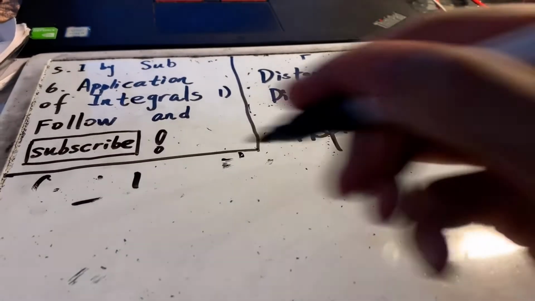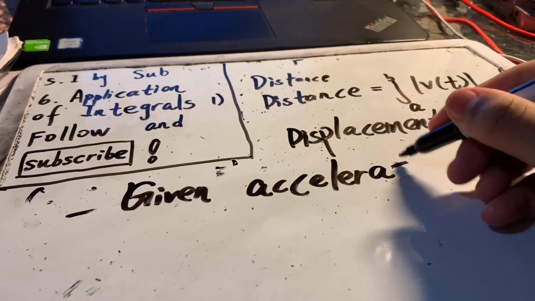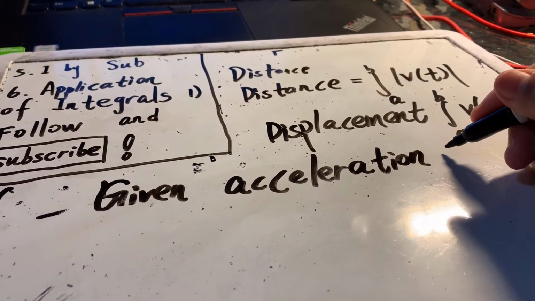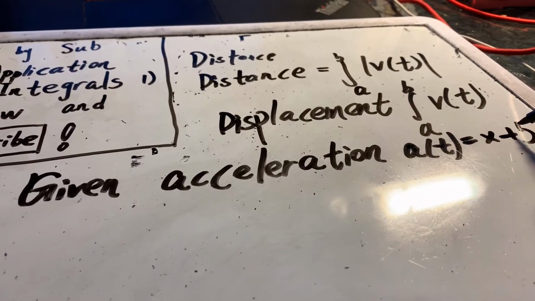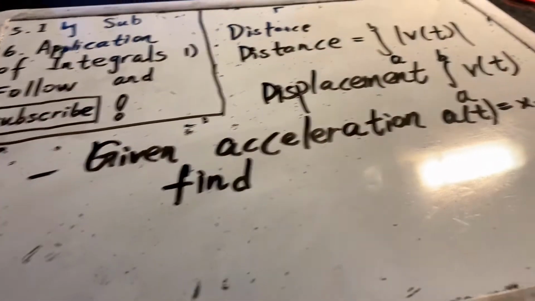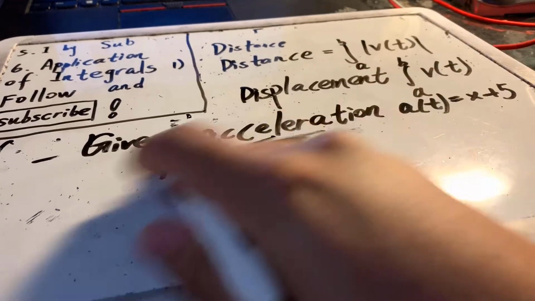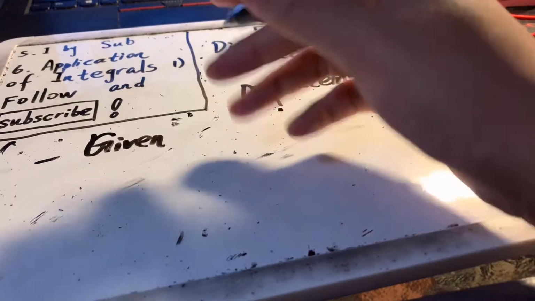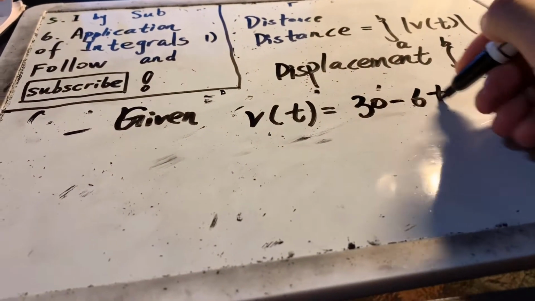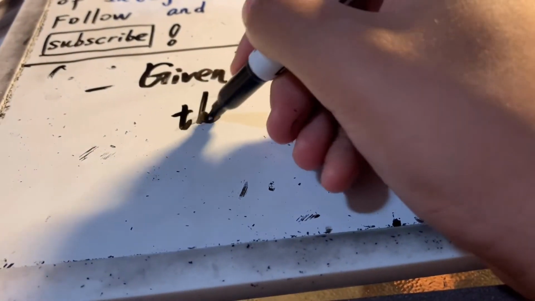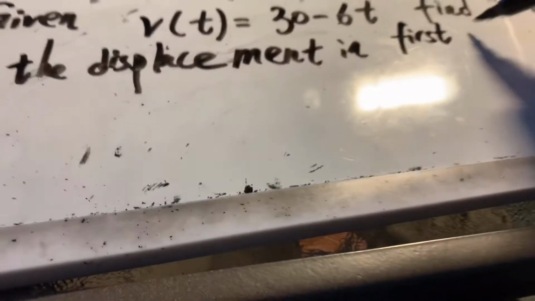Okay, so we are going to give an example. Given acceleration, find displacement and distance. Given velocity, v(t) is equal to x squared, t is equal to. Find the displacement in the first 4 seconds, first 6 seconds, right?